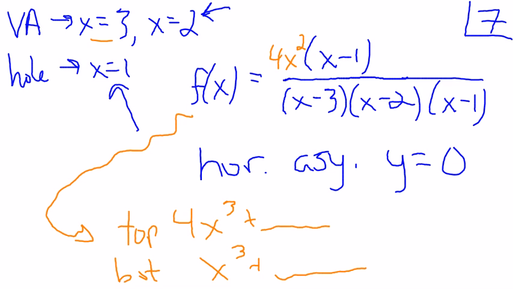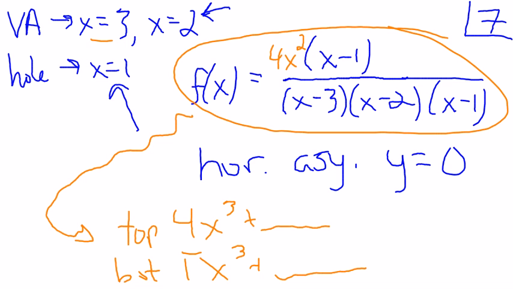I simply take the biggest coefficients of each of them, which are the cubes, the biggest powers, and divide the coefficients. This is a 1. 4 over 1 gives me 4. So in this form, with that orange stuff, it would give me the horizontal asymptote at 4. That's that.